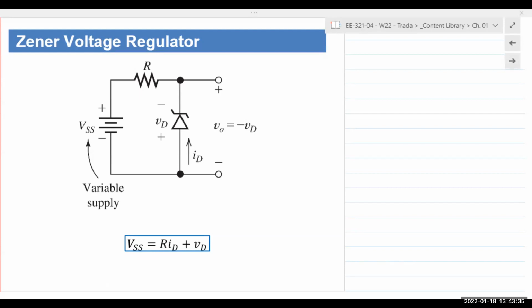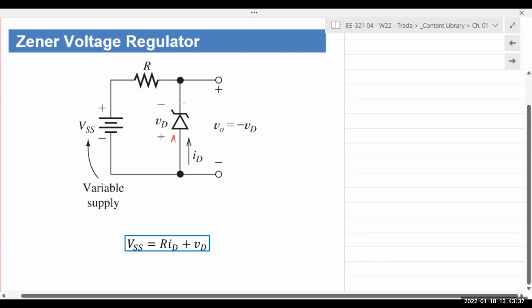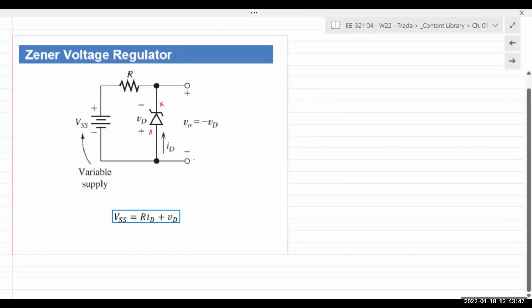Anode is right here at the bottom. Cathode is right here up top. And it is connected in reverse bias. So the Zener diode is connected in reverse bias.